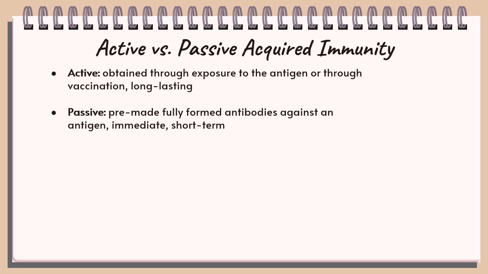protection for that. And then you have passive, which is pre-made, fully formed antibodies against the antigen. These are immediate and they're very short term. This is just something your body makes ahead of time, thinking it might help eventually, right? So these are pre-made, very short term. So you'd much rather active over passive because it helps you for a longer term and they're a little bit more strong.